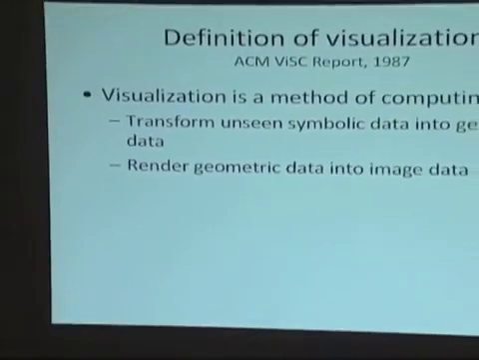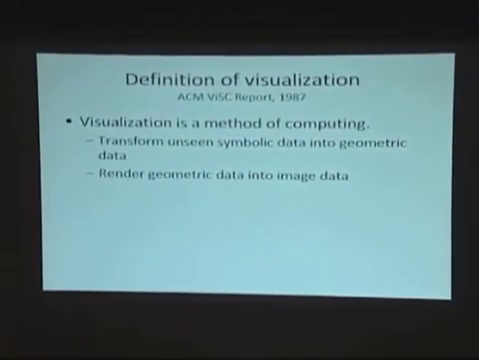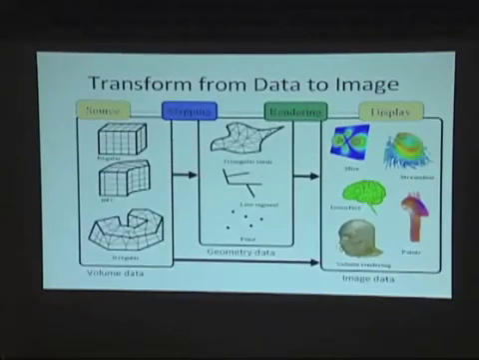In 1987, the ACM ViSC report, Visualization in Scientific Computing, was published, and this is the definition. Visualization is a method of computing. That's how it was defined. Symbolic and invisible data is transformed into geometric data, which is further transformed and converted into image data.